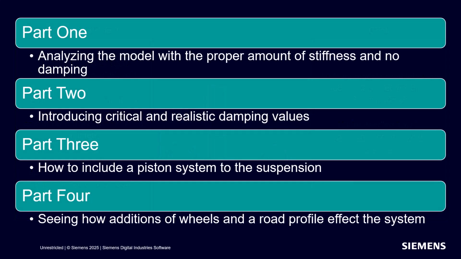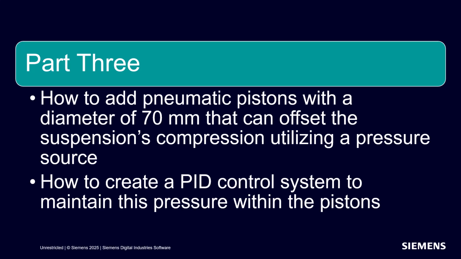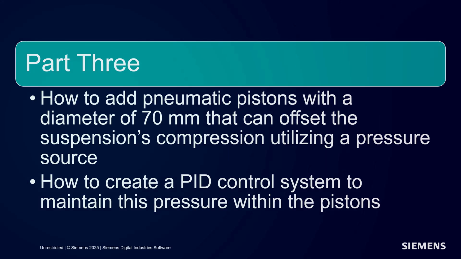This is part 3 of the series, which is how to add pneumatic pistons with a diameter of 70 millimeters that can offset the suspension's compression, and how to create a PID control system to maintain these pressures.